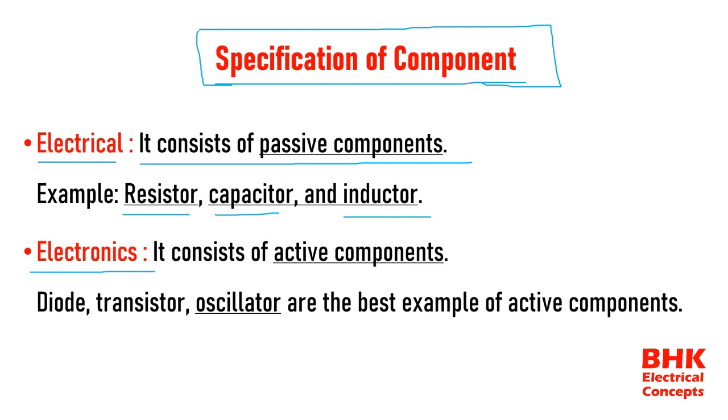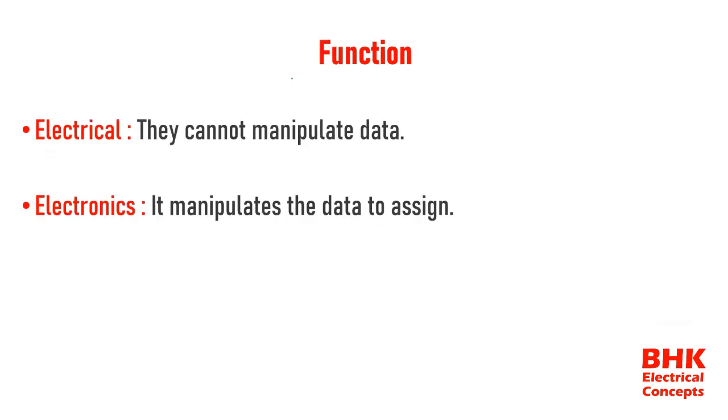But in electronics, it consists of active components. Active components are the devices which deliver energy. That is why in electronics, diodes, transistors, and oscillators are the best examples of active components. Now comparing in terms of function, an electrical system can't manipulate data.